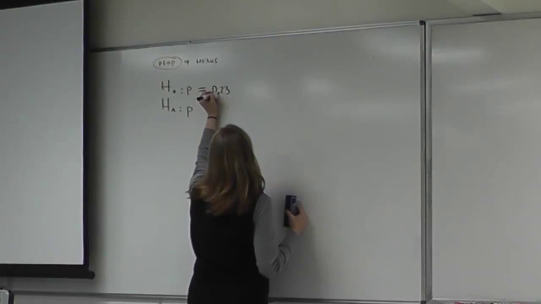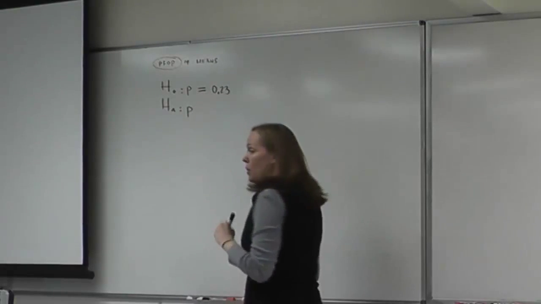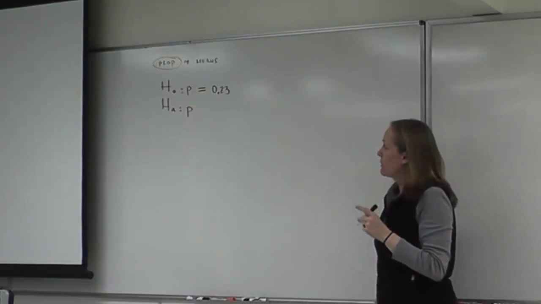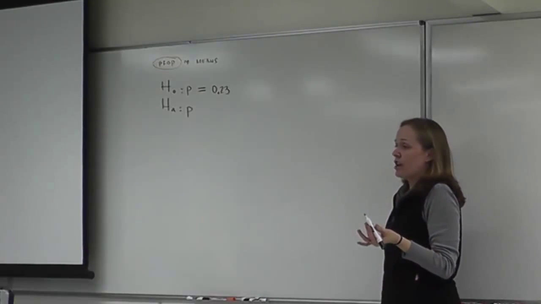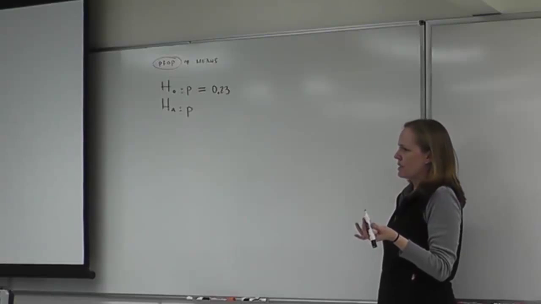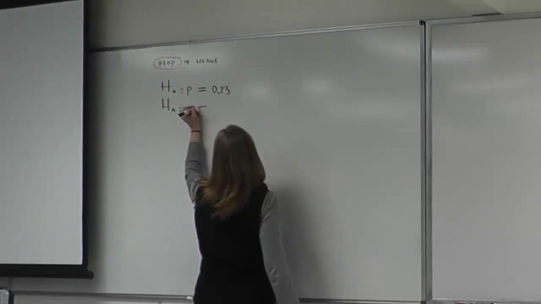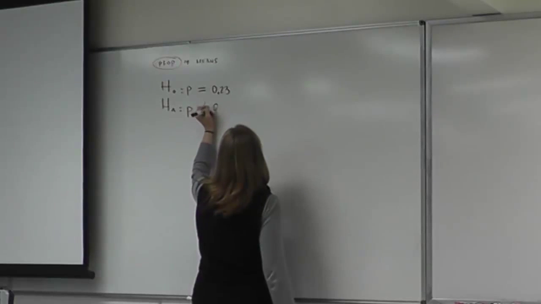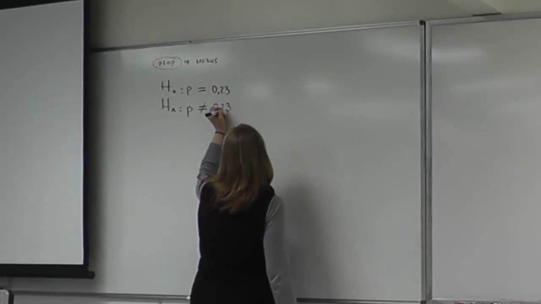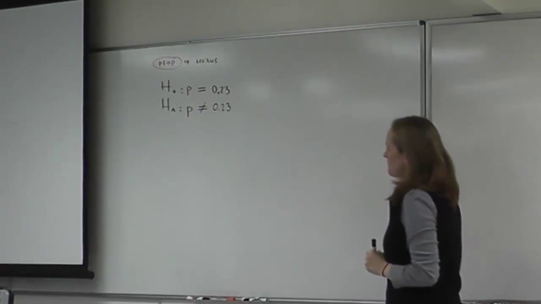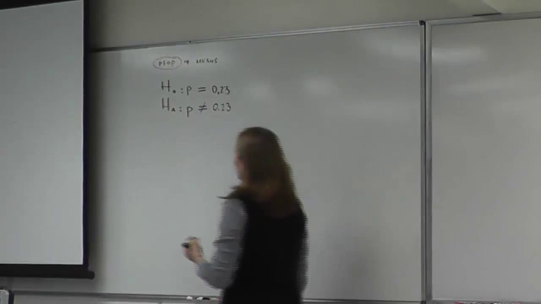So this is the status quo, the information she has, and she's thinking it's changed, but she hasn't made up her mind as to whether it's increased or decreased. Not equal to. And again, you use the same proportion here, the 0.23. Just like that, we're done with the first step.